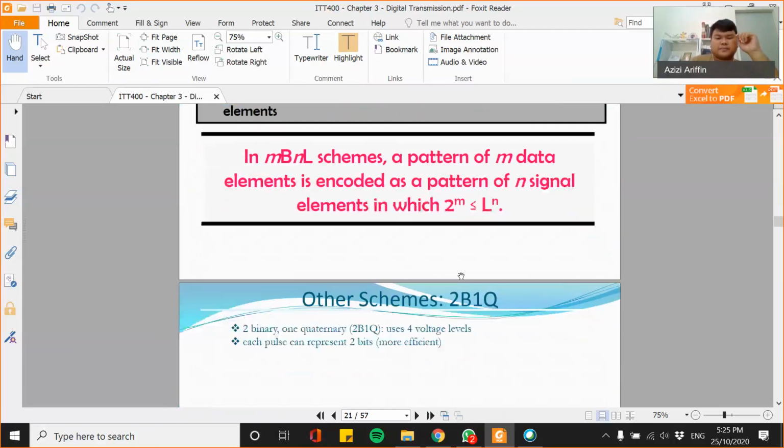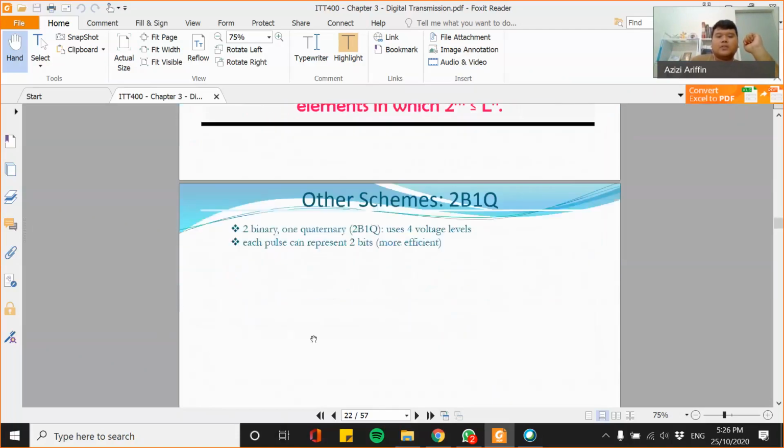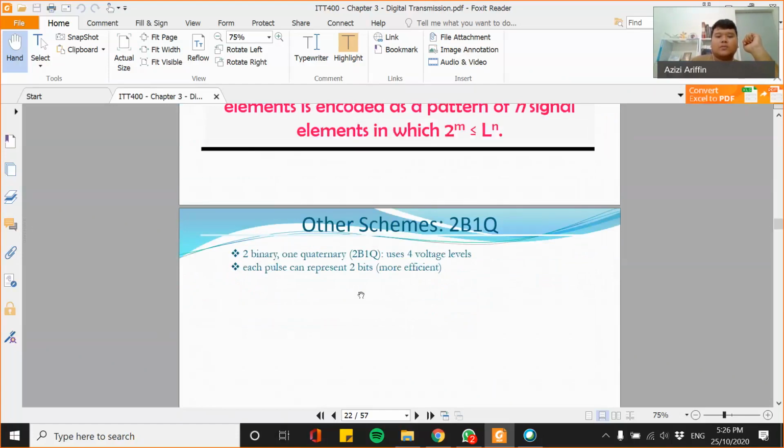Okay, next, we also have a multi-level scheme. The reason why we have this scheme is that they introduced it to increase data speed and decrease the required bandwidth, so that we can have a better transmission speed but at the same time have minimum bandwidth requirement. So it increases the number of bits per baud by encoding a pattern of m data elements into a pattern of n signal elements. Okay. An example is 2B1Q, right?